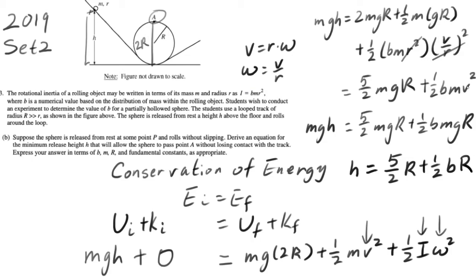And you can just leave it like this on a test, it's totally fine. The grader shouldn't mark you wrong. But if you want to simplify this to the cleanest way possible, you should take the r out, take 1/2 out, and get 1/2 r times (5 plus b). And that is your answer for part B.